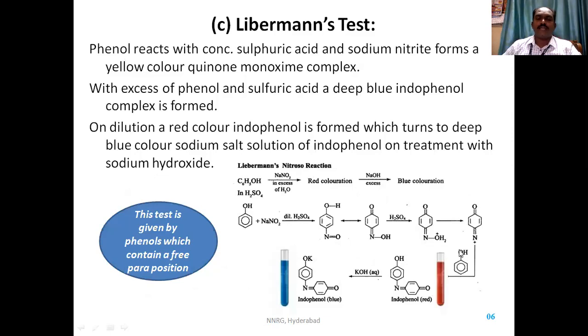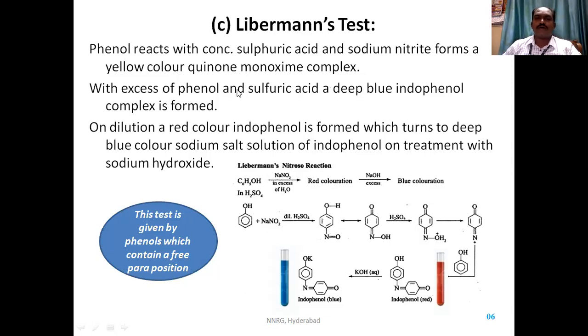Next test is Liebermann's nitroso test. Nitroso indicates the formation of a nitroso group. Whenever phenols react with sulfuric acid and sodium nitrite solution, they form a yellow quinone monoxime complex. Quinone monoxime is an isomer of nitrosophenol. Here the nitrosophenol undergoes delocalization. The bond forms a quinone here, delocalization takes place, and NO becomes NOH, so oxime is formed. So quinone oxime is formed.